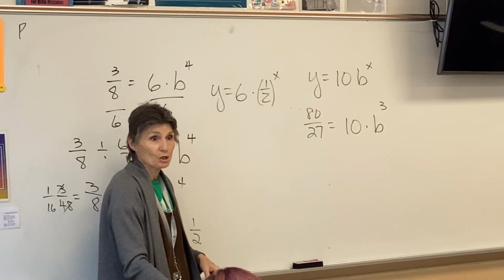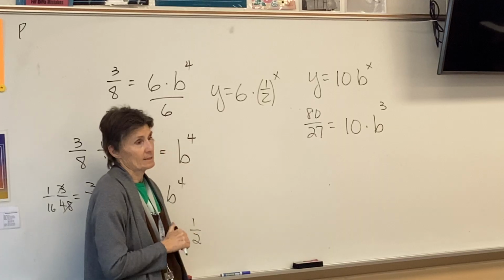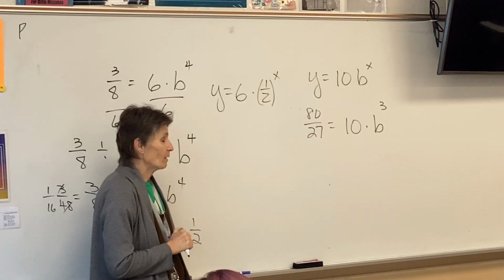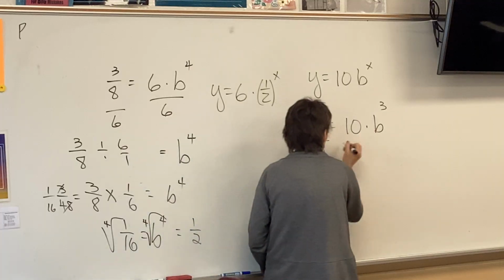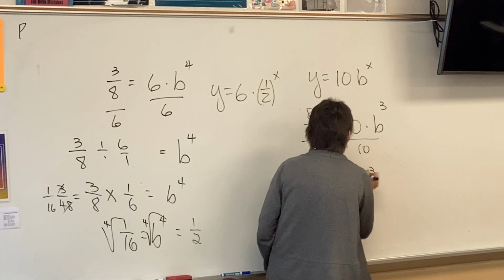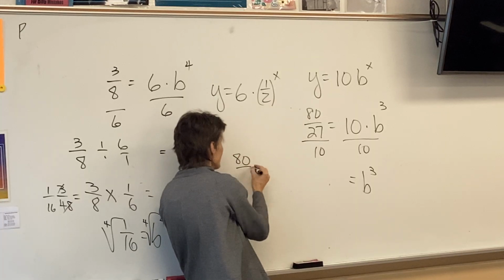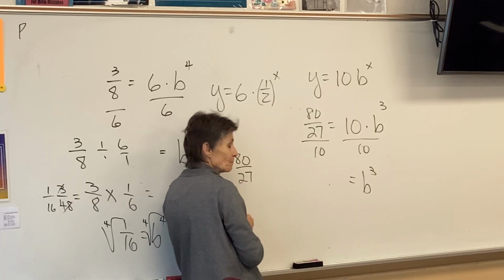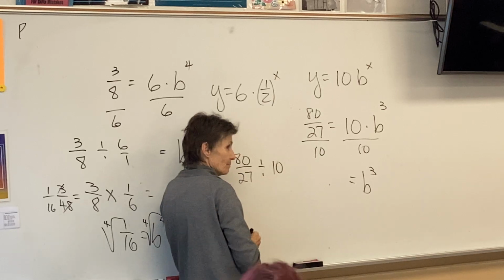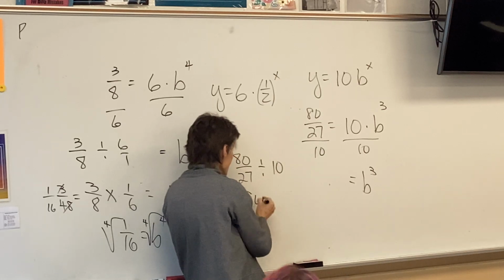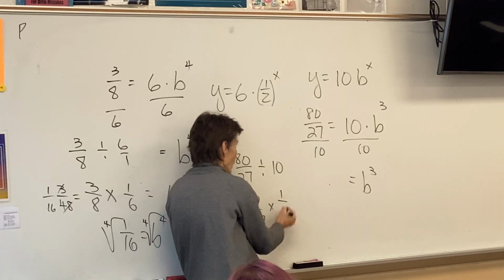So this is gonna be a cube root problem when I get ready for it. I'm not ready for it yet. What do I need to do now, Aaron? Divide by 10. Now, I'm right back to where I was a minute ago. This is 80/27 divided by 10. So it'd be 80 over 27 times 1 over 10.